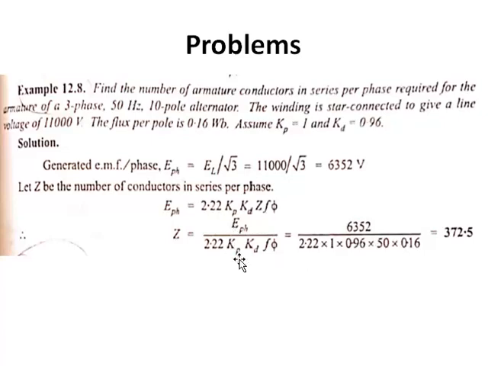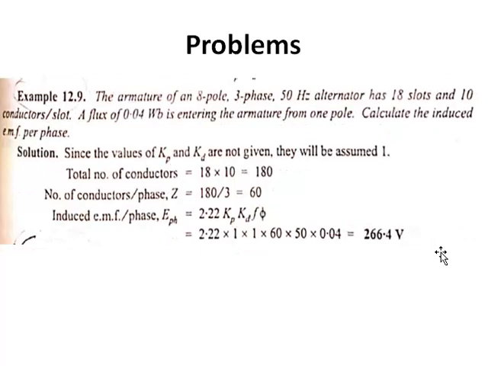We substitute all these values and we get the number of conductors as 372.5. We cannot have the number of conductors as a fractional number, so we can round it. You can take 372 as the number of conductors that would be required on the armature. We'll see the next problem.